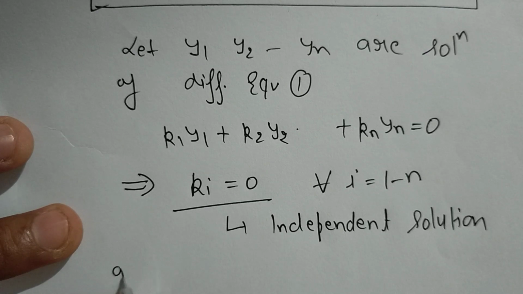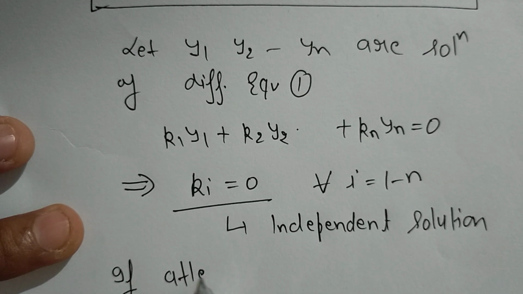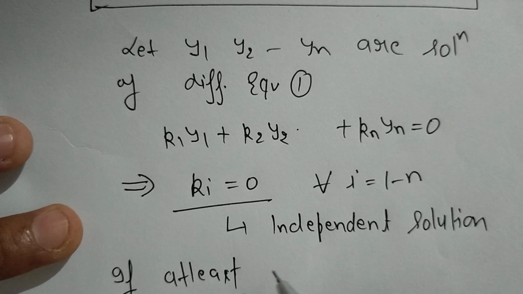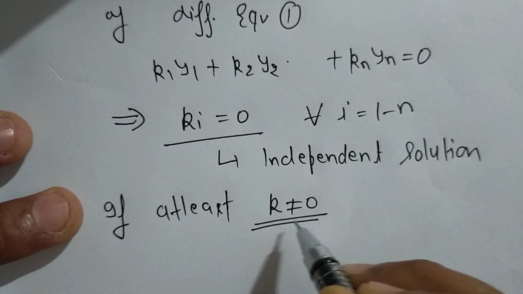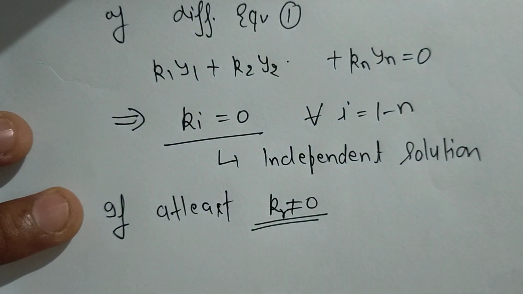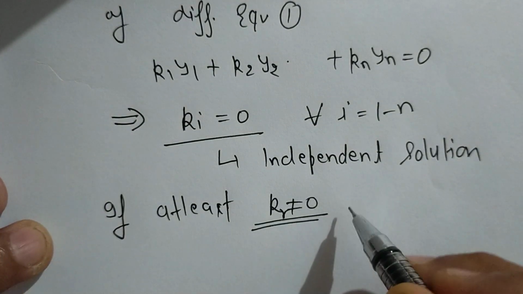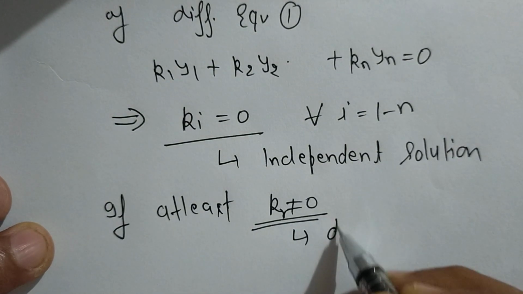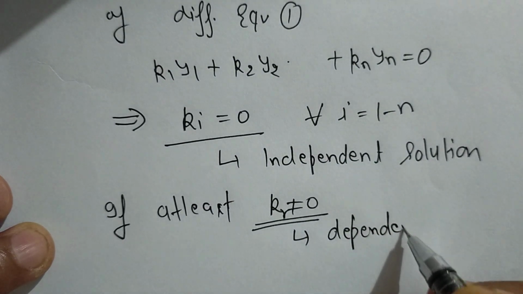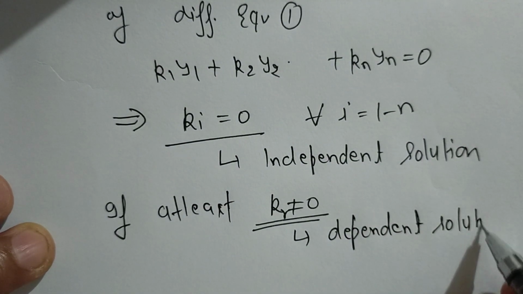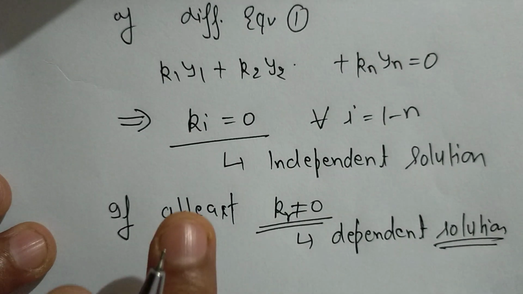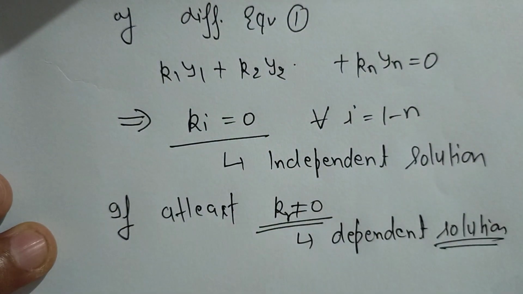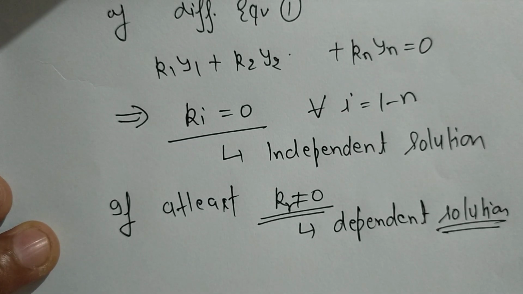And if at least one k is non-zero, let us say kr, then we say they are dependent solutions. If all ki are 0, we say independent solution. If at least one k is non-zero, we say dependent solution.